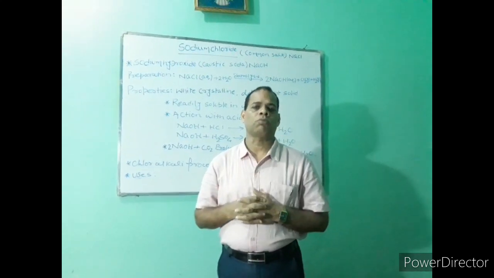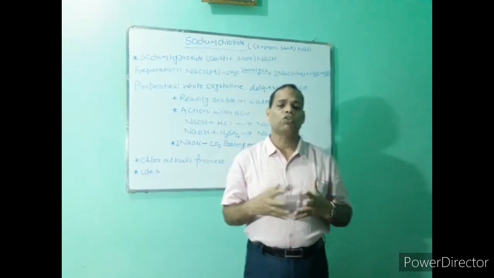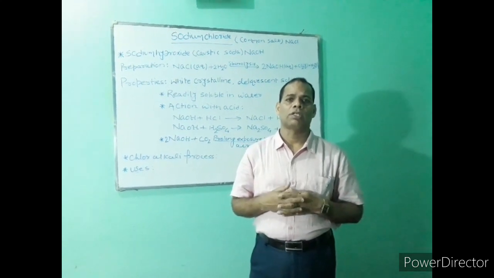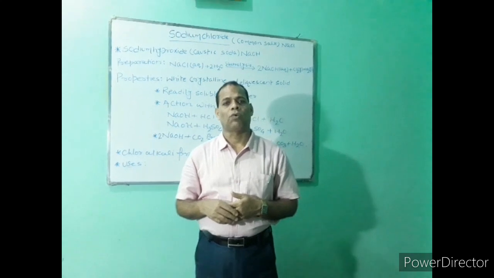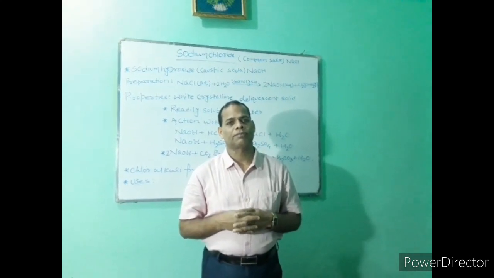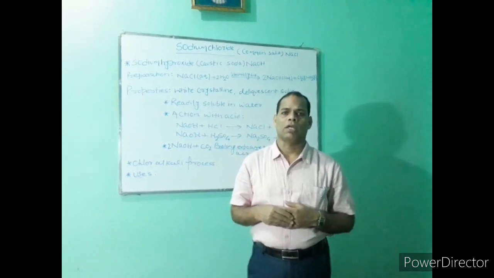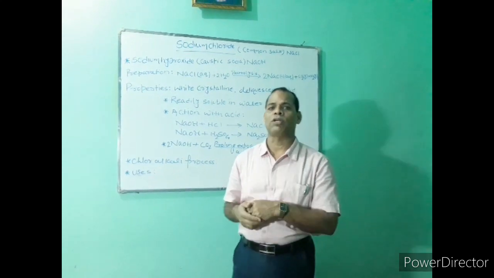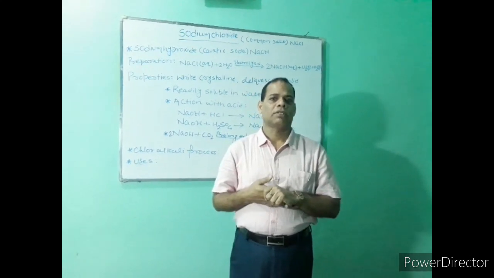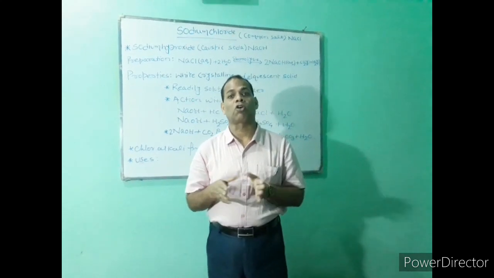The main source of sodium chloride or common salt is from the sea water, which constitutes approximately 2.7 to 2.9%. Apart from the sea water, this common salt is also obtained from rock salt.